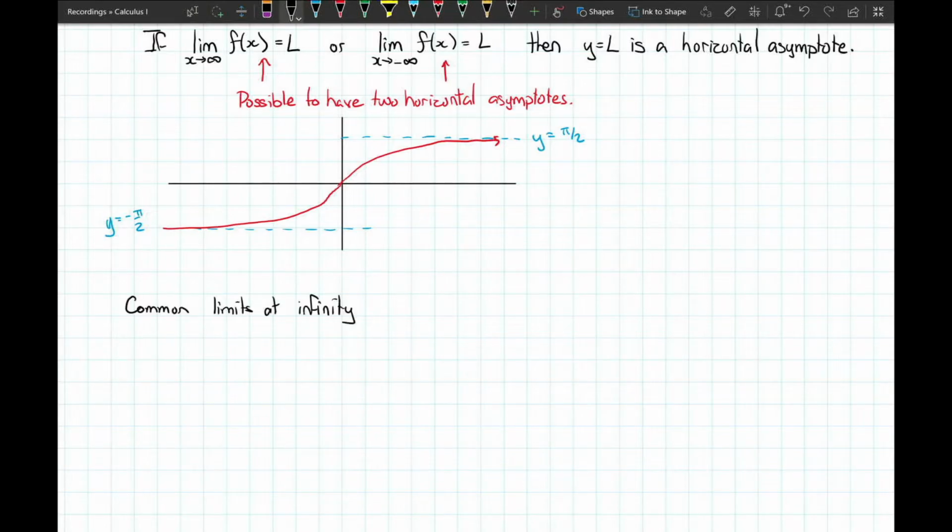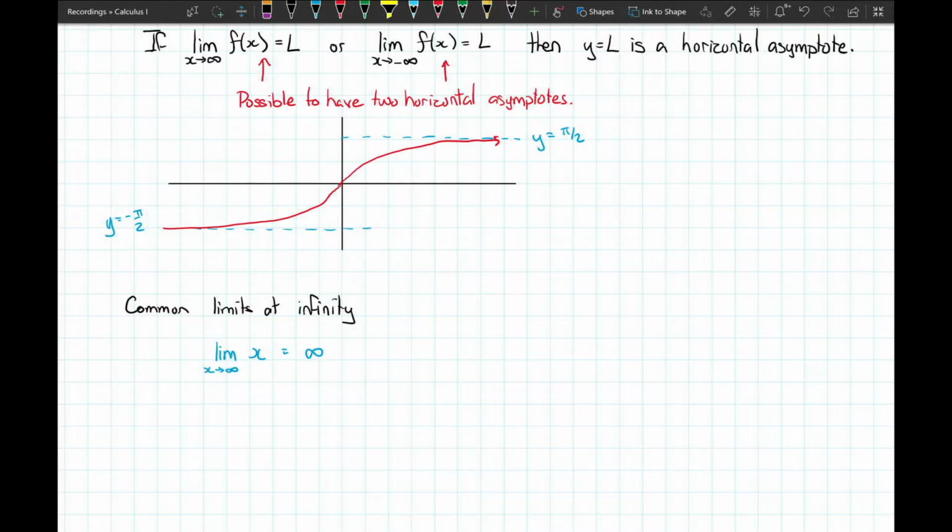Now let's think about some very common functions and what they do as x gets infinitely large. Okay, so first of all, we saw with a quadratic, it has tail end behaviors that get infinitely large. So that would apply to any kind of polynomial. If we take the limit of x, as x goes to infinity, that is going to become infinitely large.